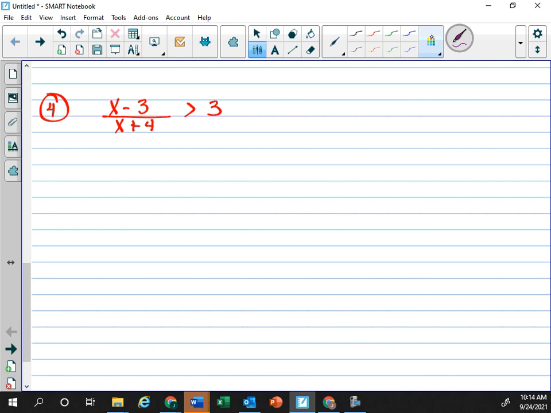Subtract 3. Now, please, please, please do your subtracting right. I don't just smush a minus 3 into the numerator. It's minus 3 over here. And how can I combine those? What do I have to do? Yeah, because right now it's 3 over 1, and so I would need a common denominator of x plus 4.